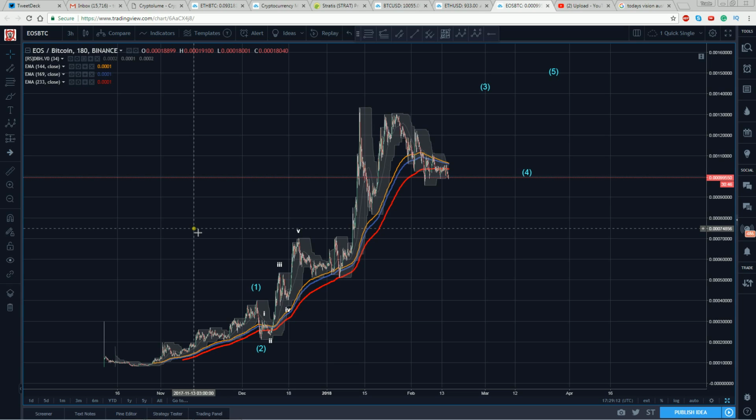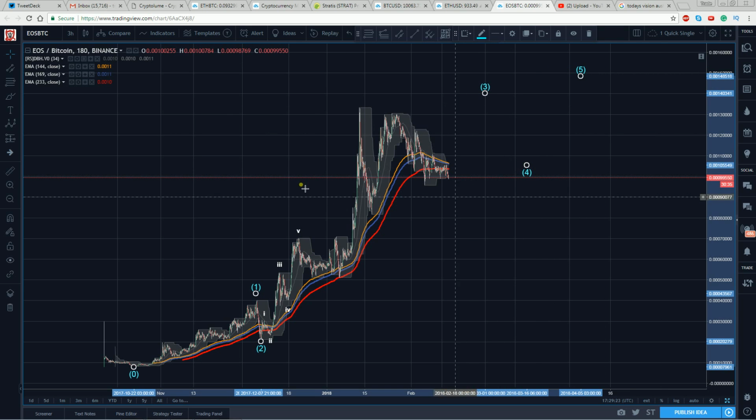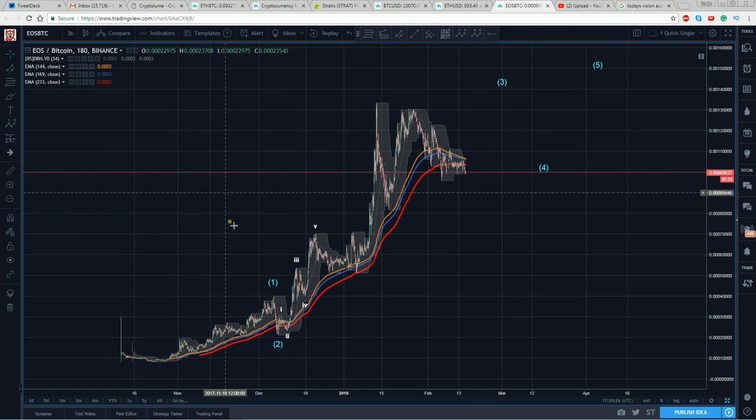So with that said, this is EOS to Bitcoin. I've got a 3-hour chart up here, and this is on Binance. Now here, I've left the 3, 4, and 5 off to the side, because this is open to some interpretation. So the things that we can see clearly.